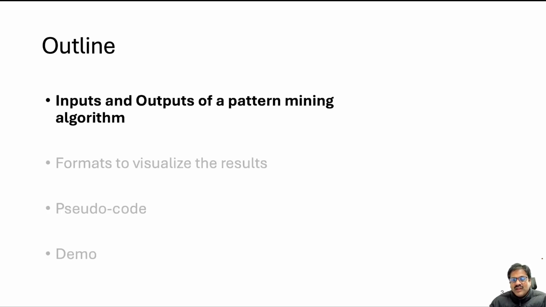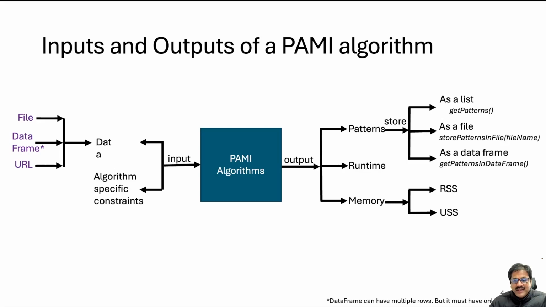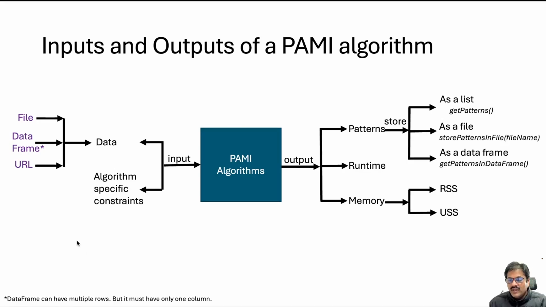Coming to the inputs and outputs of a pattern mining algorithm, the algorithms in PAMI accept the input data as a file or a data frame or a URL where a particular file exists. In addition to data, it will also consider the algorithm-specific constraints such as minimum support, top K, etc.